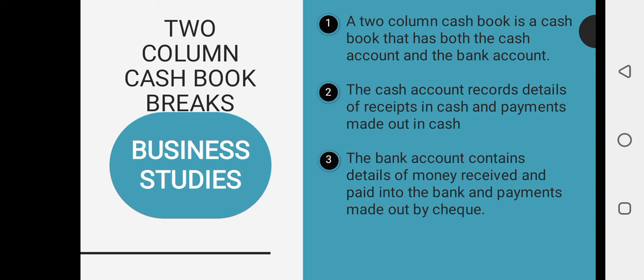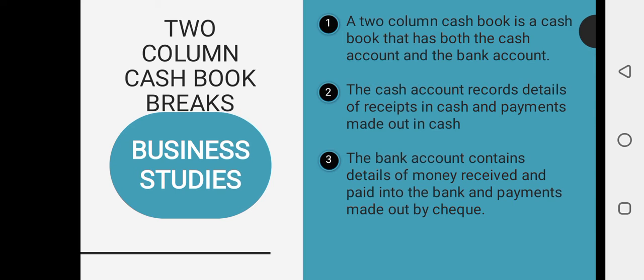One, a two-column cash book is a cash book that has both the cash account and the bank account. Previously we looked at the one-column cash book. Can someone please remind us of what the one-column cash book consists of? Yes, John? Yes, correct. The one-column cash book consists of a cash account only. Now we are looking at the two-column cash book, which is going to consist of two accounts, the cash account and the bank account.